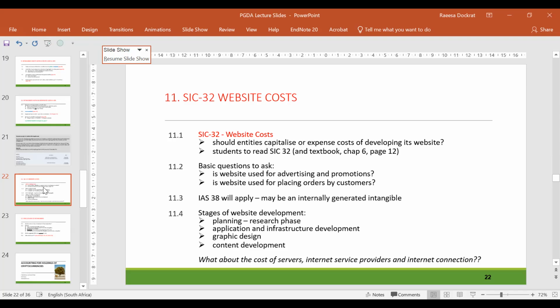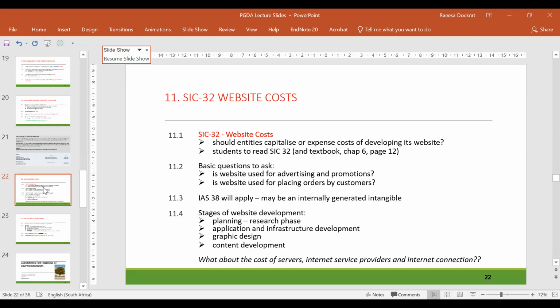Then we have the application and infrastructure development. We have the graphic design development. We have the content development. So as you can tell, this is all our developmental phase. And any expenditure incurred in these stages should be included in the capitalized cost of a website.